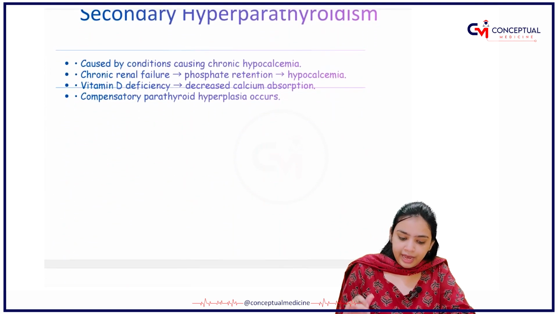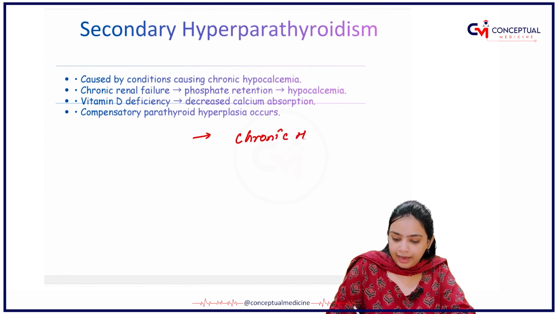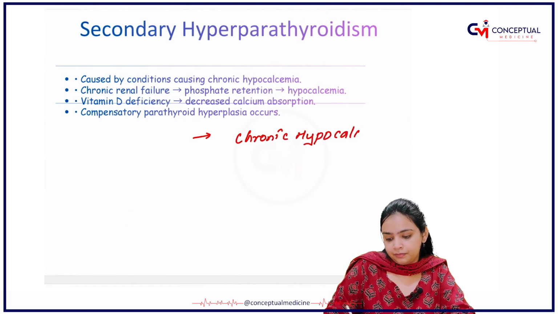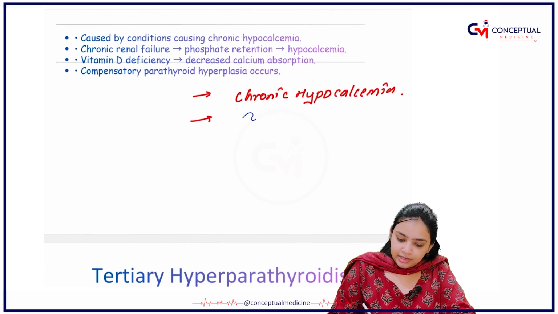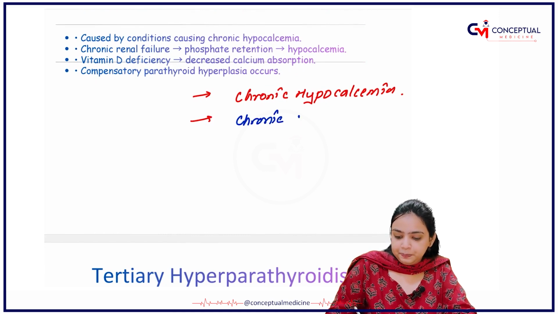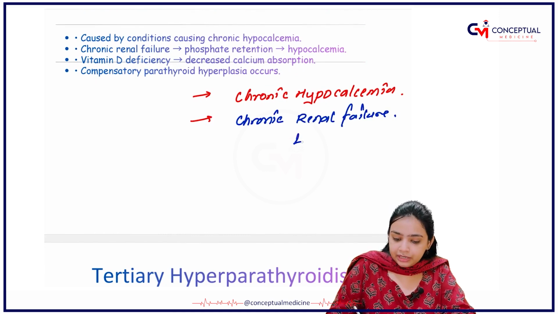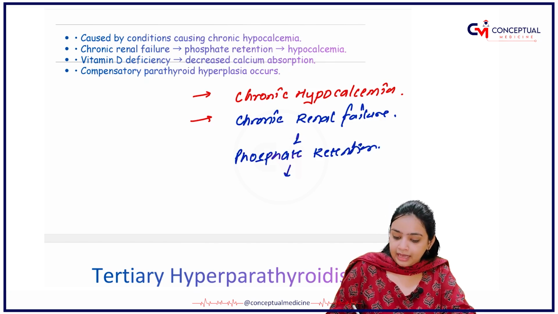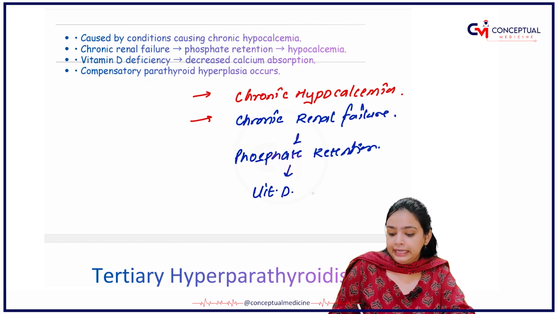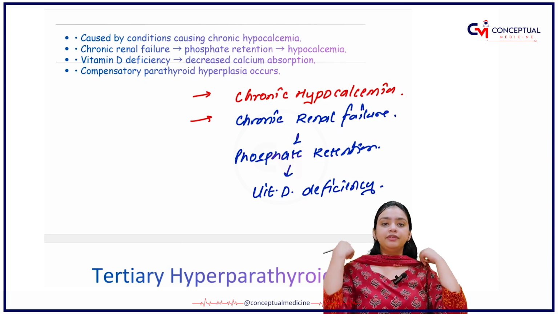Next is secondary hyperparathyroidism. It is caused by chronic hypocalcemia. What happens in this case is there is chronic renal failure. After chronic renal failure, there is phosphate retention, as a result of which there is vitamin D deficiency.